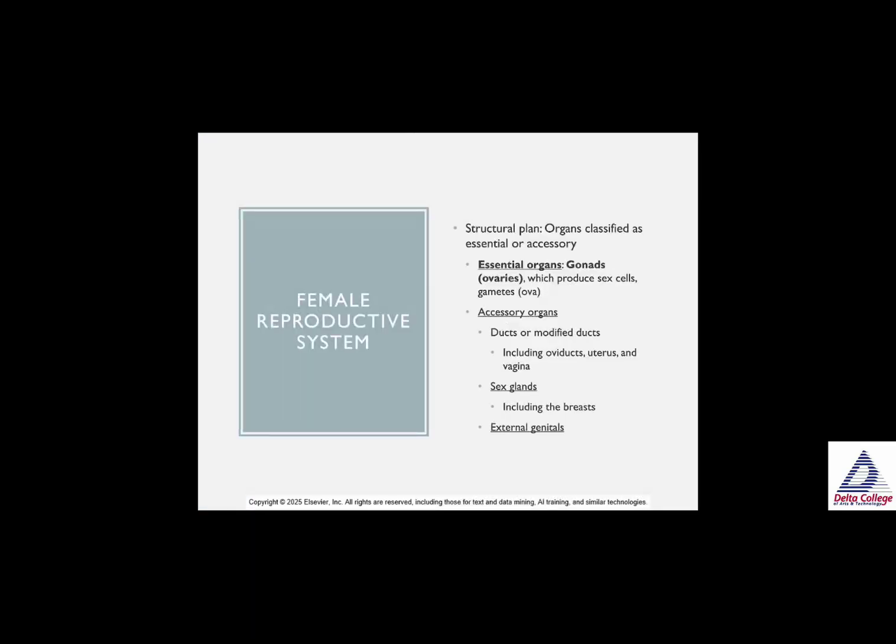Now, the female reproductive system. The organs are classified as essential or accessory. The only essential organs, or gonads, are the ovaries, which produce sex cells or gametes called ova. The accessory organs of the female reproductive system include ducts or modified ducts. This includes the oviducts or fallopian tubes, the uterus and the vagina, sex glands, including the breast, and then we have external genitals.